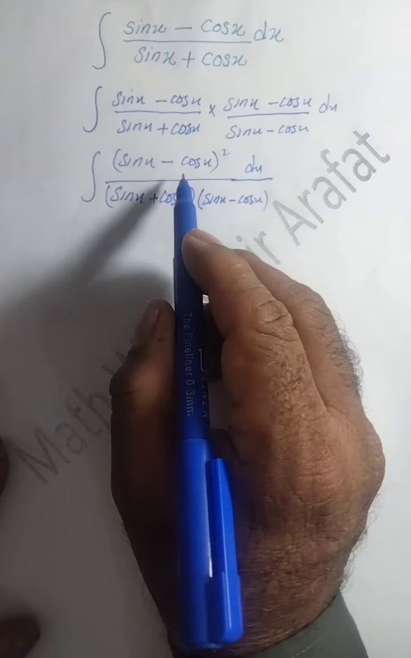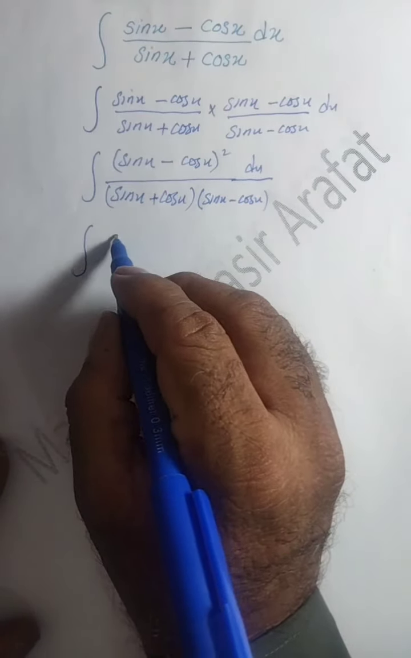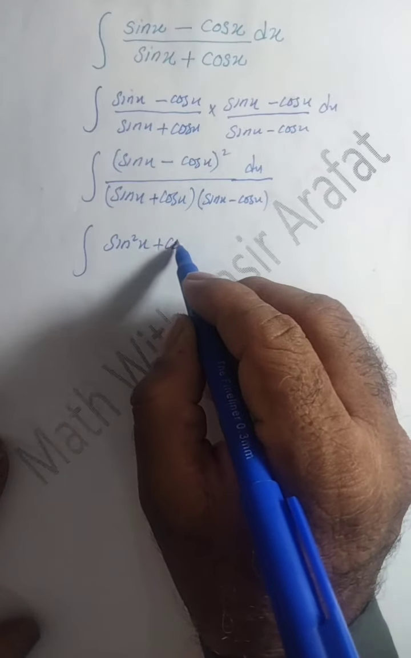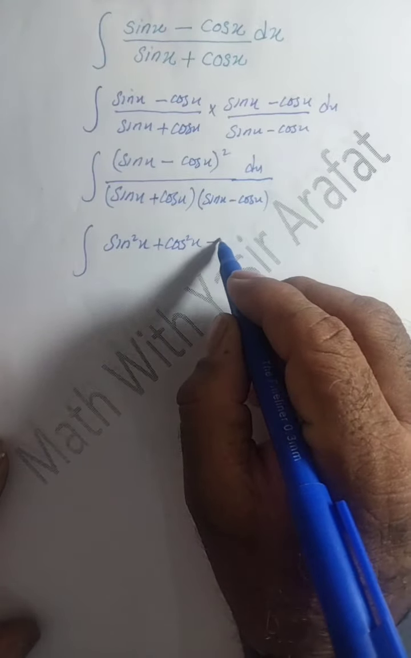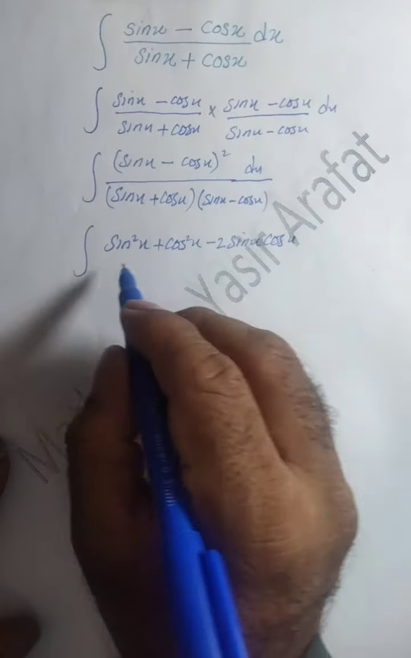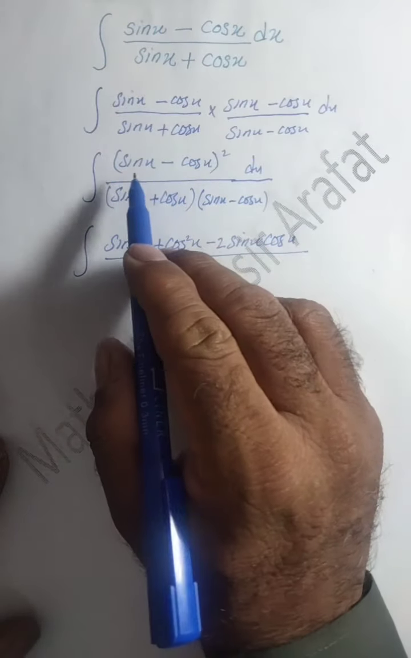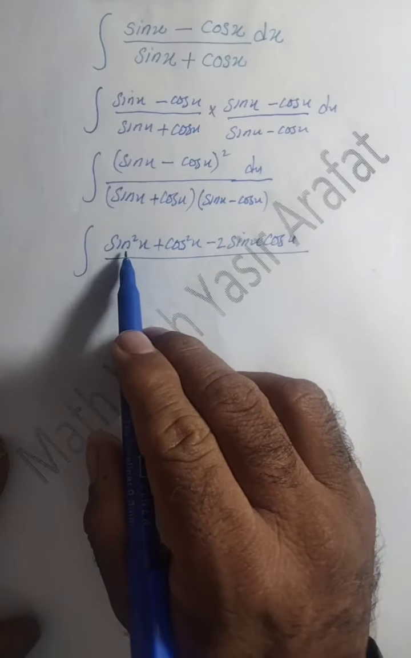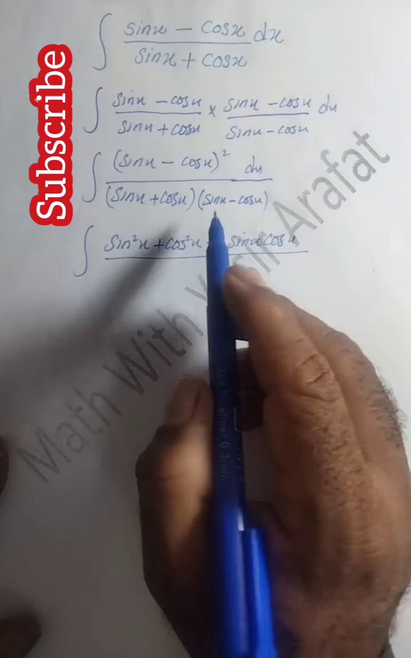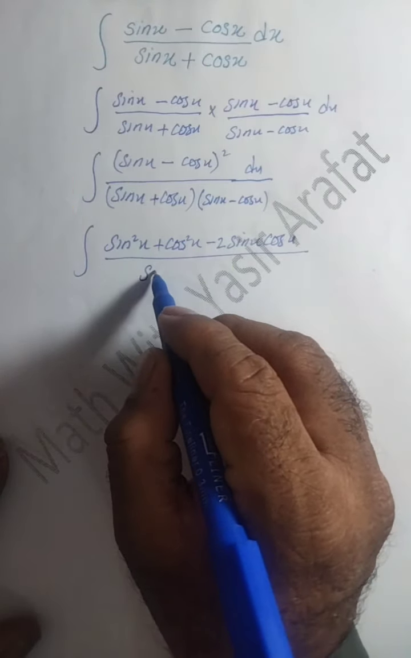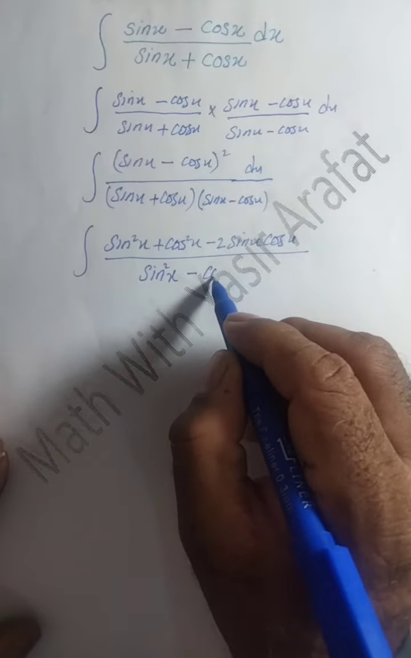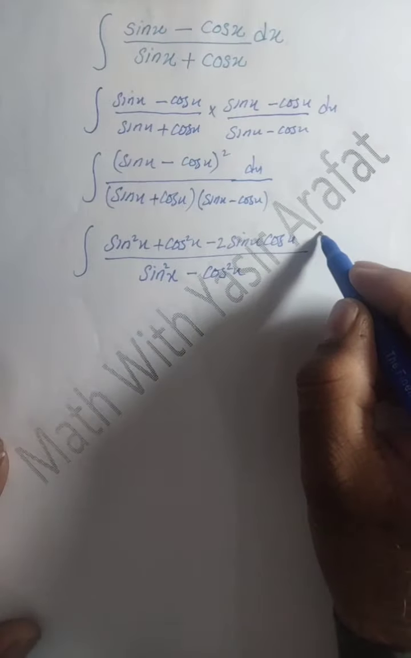In the numerator, this is a minus b to the whole square, that is a square plus b square minus 2ab. We have to apply the formula a minus b to the whole square equals a square plus b square minus 2ab. In the denominator, this is a plus b times a minus b, which is equal to a square minus b square, of dx.